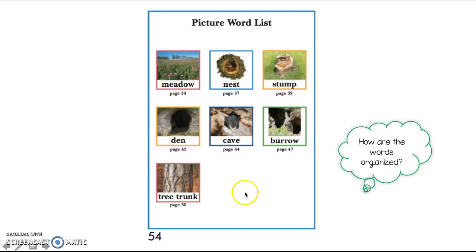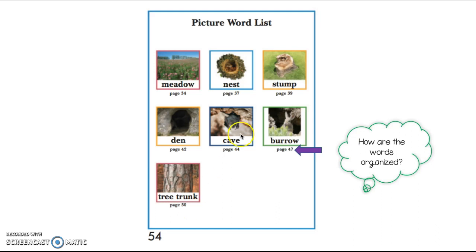Let's see. Do you notice what about these? Page 34, page 37, page 39. Oh, I see a trend. Page 42, page 44, page 47, and page 50. Hey, the page numbers. The words are organized according to what page we're going to find them on in the story. Why do you think they go in order of where we'll find them in the story and not in alphabetical order?